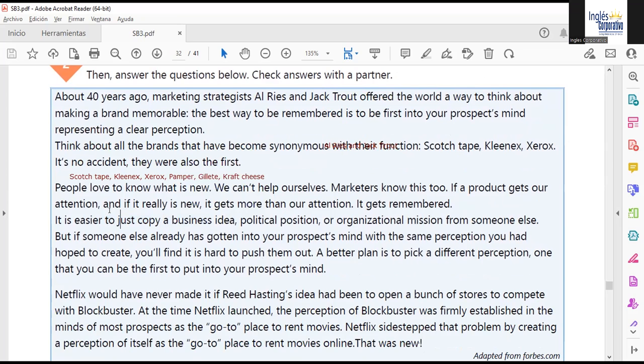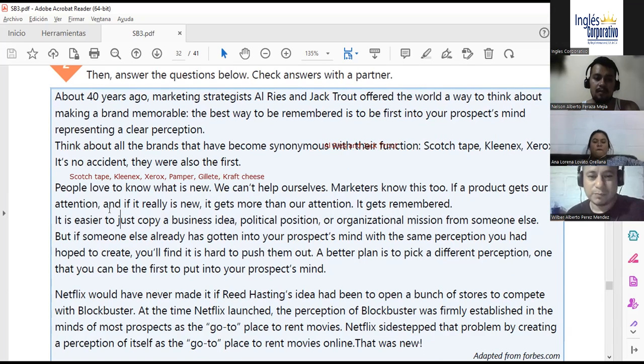It is easier to just copy a business idea, political position, or organizational mission from someone else. But if someone else has already gotten into your prospect's mind with the same perception you had hoped to create, you'll find it is hard to push them out. A better plan is to pick a different perception, one that you can be the first to put into your prospect's mind.